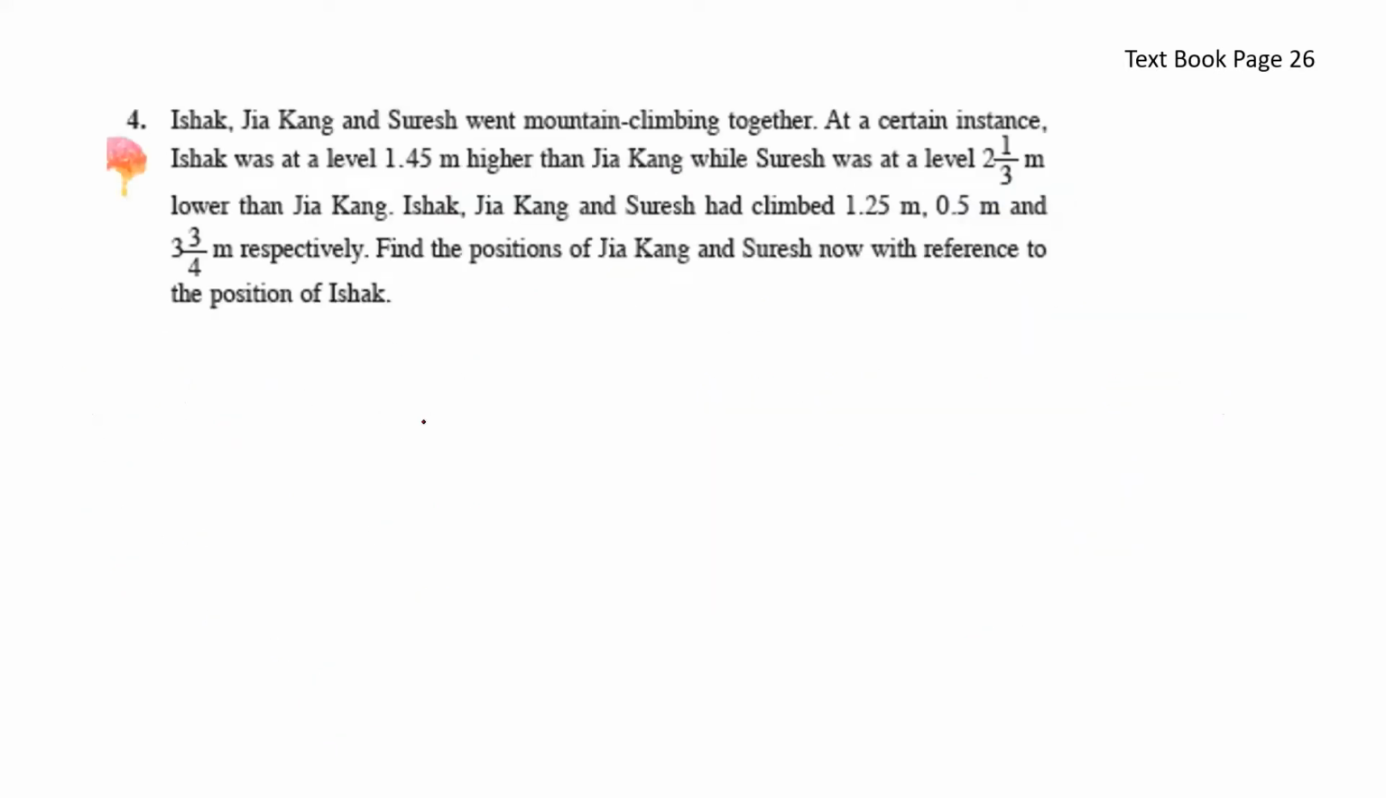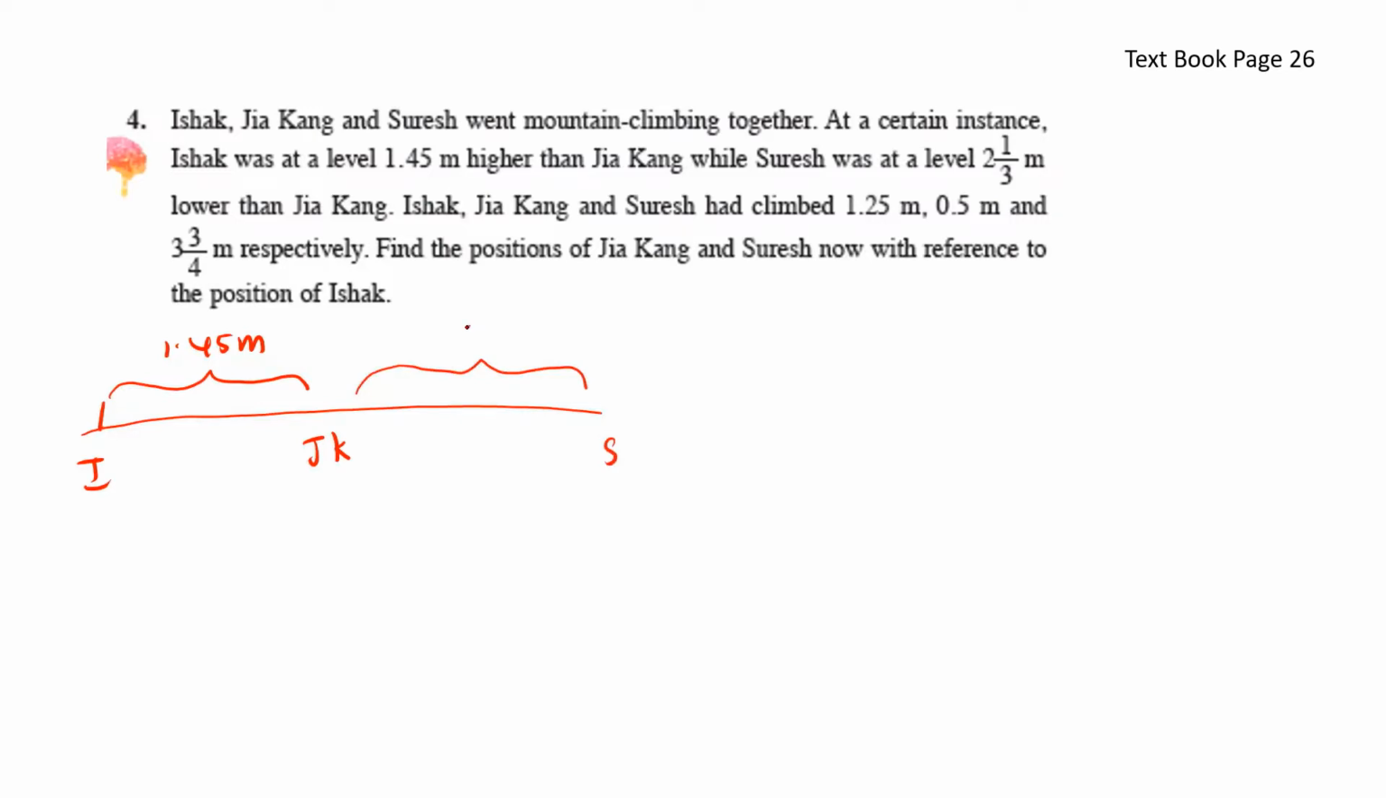And lastly, we have Ishak, Jiakang, and Suresh went mountain climbing together. At a certain instance, Ishak was at 1.5 meters higher than Jiakang. Okay, so let's draw that out first. Here we have Ishak at 1.45 meters higher than Jiakang, while Suresh was at 1/3 meters lower than Jiakang. So here we have Suresh at 2.33 meters. Okay.